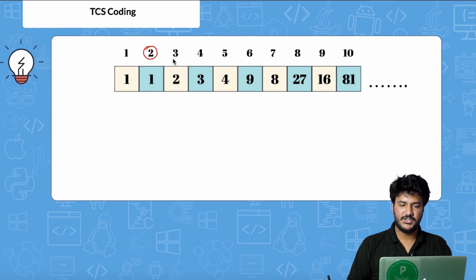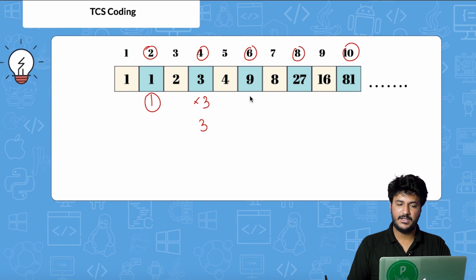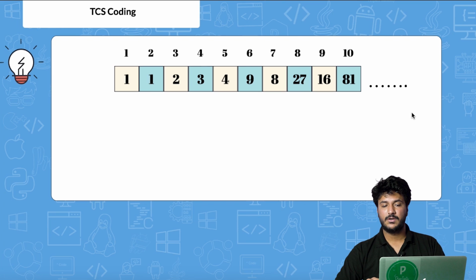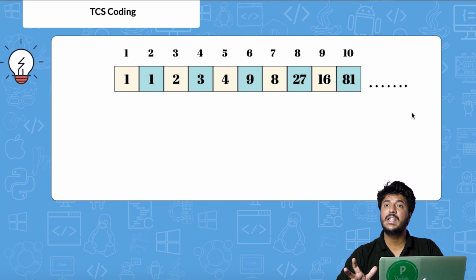But on the even positions, that is this and this, right? What you are doing here is multiplying by 3. So the first number is 1, then you multiply by 3, so the answer is 3. Then again multiplying by 3, the answer is 9. Then again by 3, so the answer is 27, then 81, then 243, and then I think 729, and so on and so forth, right? So this is the logic of the program in terms of decoding the series, right?